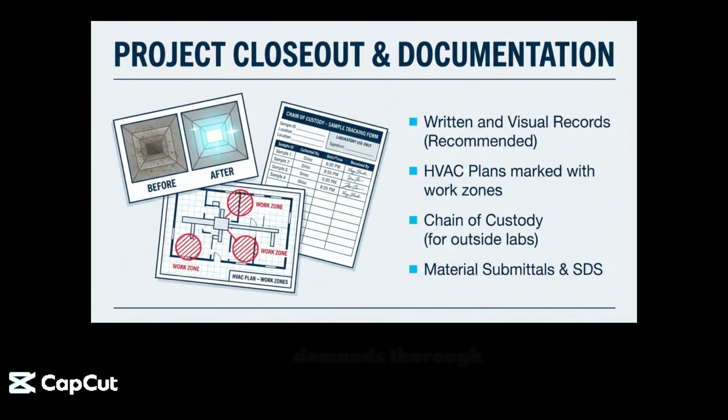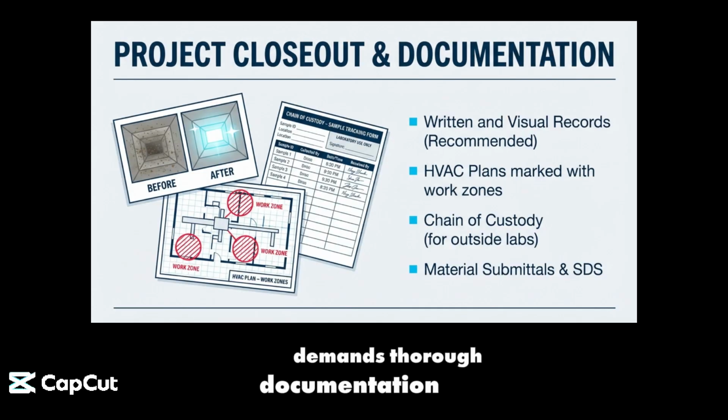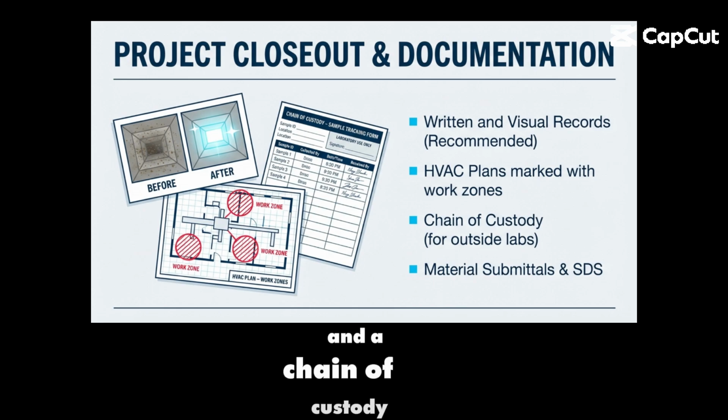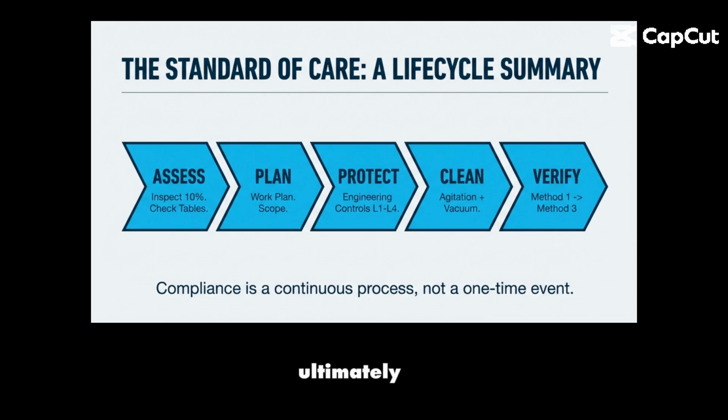Project closeout demands thorough documentation. It is recommended to keep written and visual records, such as before and after photos, as well as HVAC plans marked with work zones. Files must also include material submittals, safety data sheets, and a chain of custody form if using outside laboratories. Ultimately, the standard of care is a continuous life cycle.